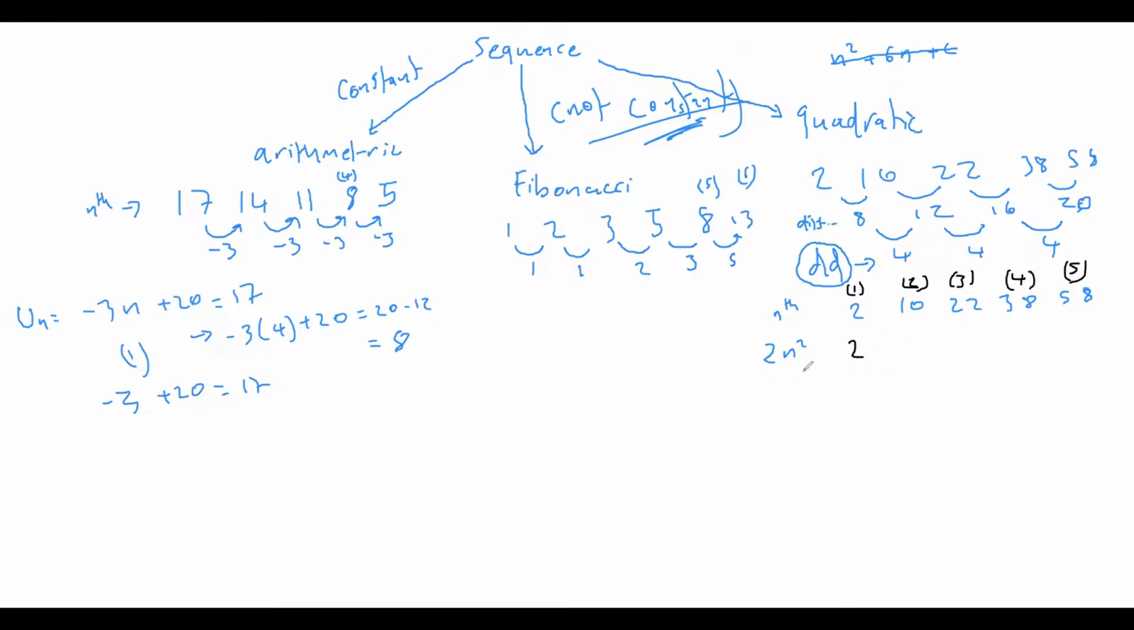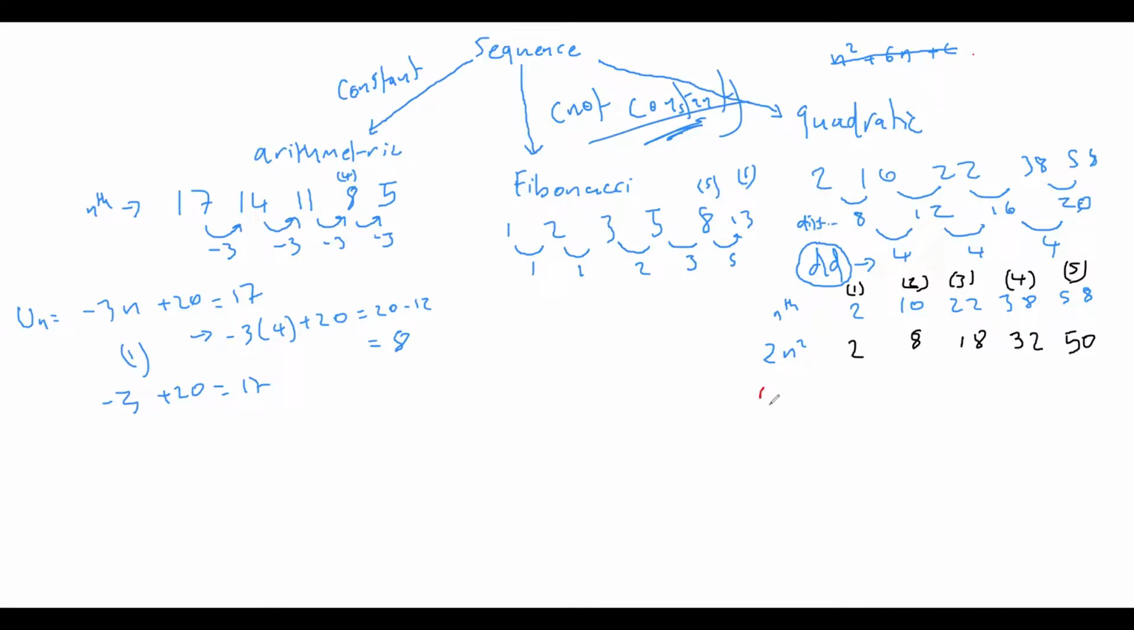And then let's put 2 in here. 2 squared equals 4, times 2 is 8. The third term, 3 squared is 9, times by 2 is 18. The fourth one is going to be 32. The fifth one's going to be 50.